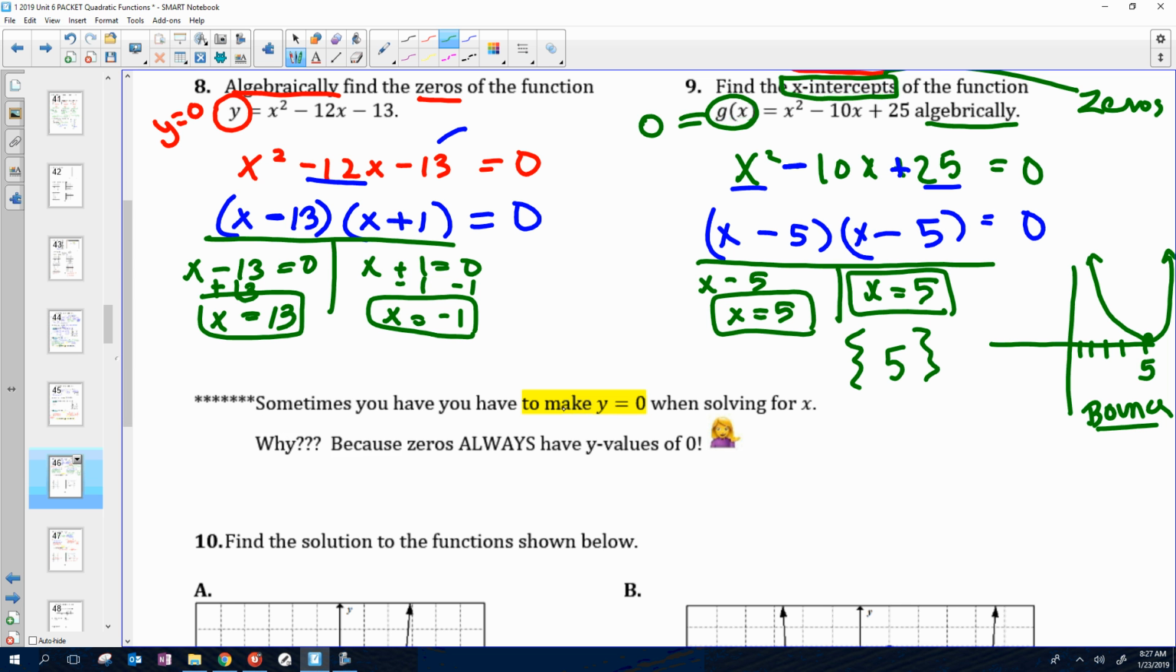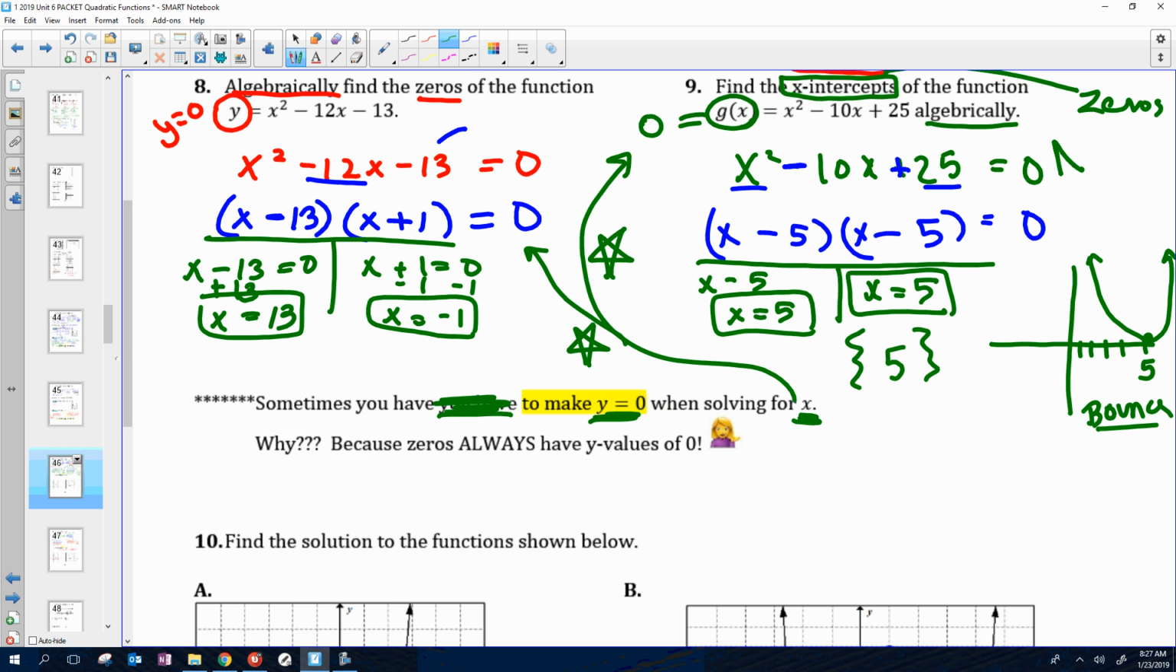Sometimes you have to make y equal to 0 when solving for x. So that's what I was doing up here, putting these equal to 0. And that is actually something that you need to show. So if I were you, I would star that. You have to set them equal to 0. That's because whenever you get these answers, the y value is 0, and you're looking for the x value.